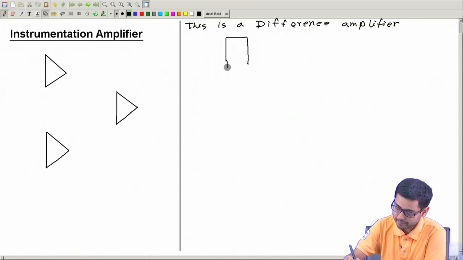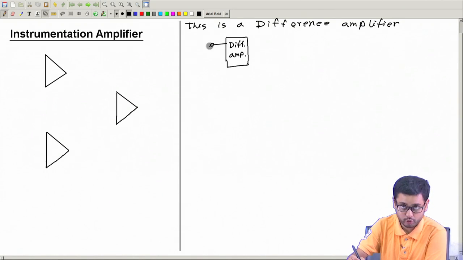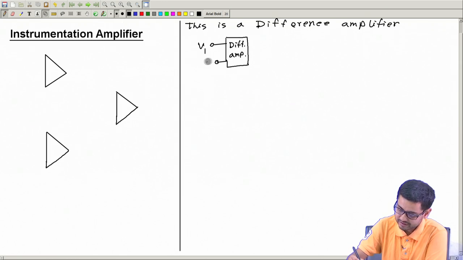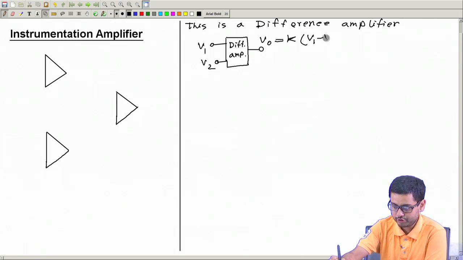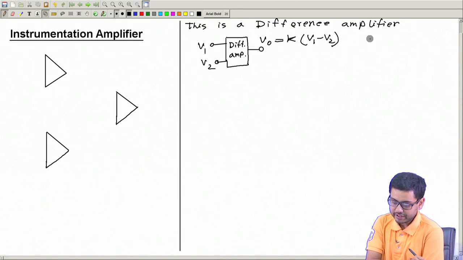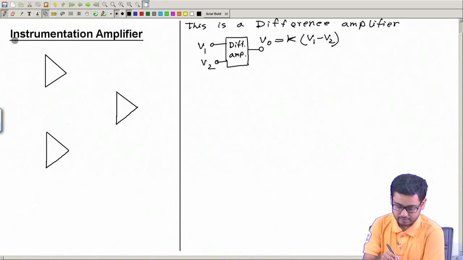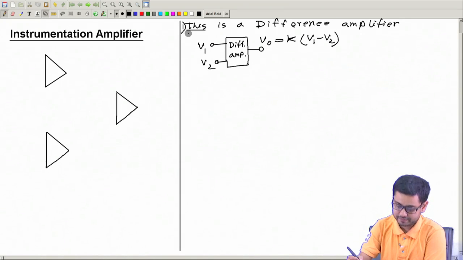If I draw it like a black box, so this is a difference amplifier, diff amp. It has 2 inputs, not one, V1 and V2, and the output, call it VO. This is some constant gain multiplied by V1 minus V2. This is how a difference amplifier behaves. So, this amplifier which we are making, this instrumentation amplifier, is also a difference amplifier. This is point number 1.